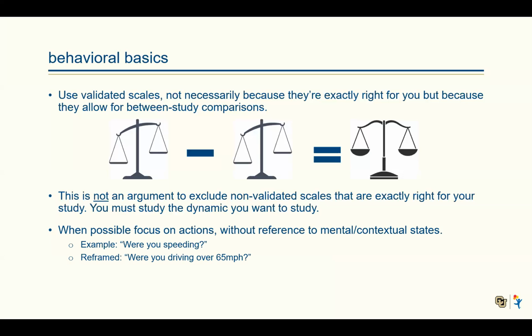And so, when you are building your own scales, when you're building your own measurements of behavior, try to, as much as possible, not make a reference to a mental state or a contextual state, or have those as separate questions, and then try to really focus on the behavior or physical actions or something like that. You'll just have an easier time. So that was a very fast basics of behavioral measures.